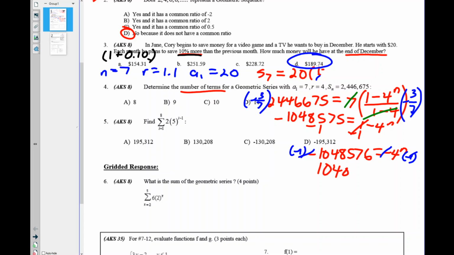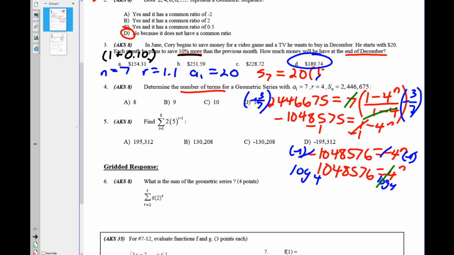So 104.8576 is equal to 4 to the n. Ezekiel is our resident log expert, so he knows how to take log base 4. And he also knows how to put that into the calculator. What property do we use to put that into the calculator?